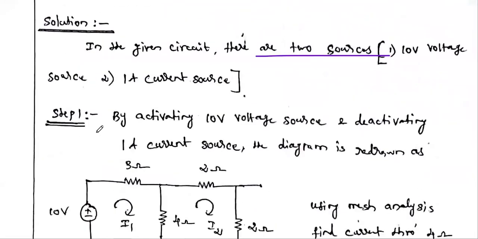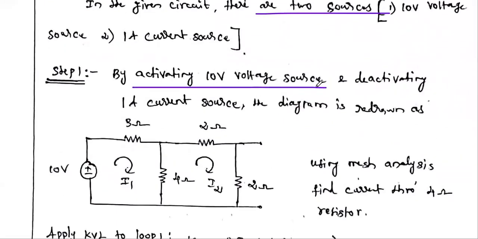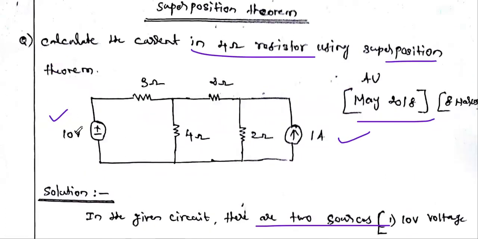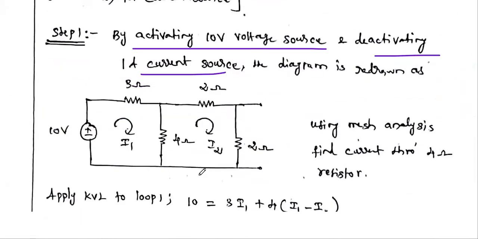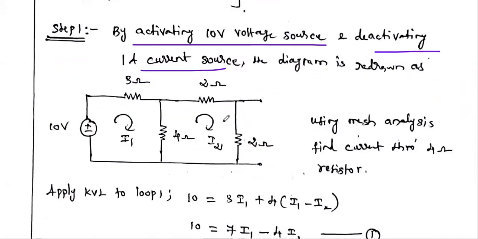Step number 1 is activating the 10 volt voltage source and deactivating the 1 amp current source. You make only this source active, and this 1 amp current source you deactivate. As you already know, deactivating the current source means it is replaced by an open circuit. So you just remove this current source, and in its place there is an open circuit. Now our given diagram is converted like this.